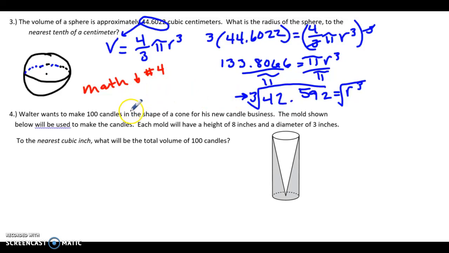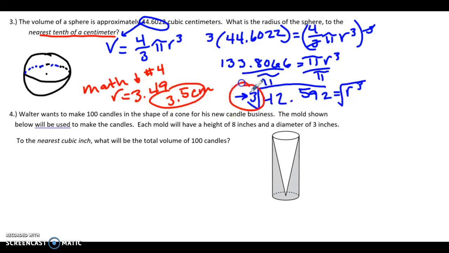And the cube root of 42.592 comes out to be 3.49 for your radius. And then I'm going to go back and see what I need to round to, the nearest tenth of a centimeter. So that's 3.5 centimeters. Okay, so the trick was finding that cube root button on your calculator, and it's under the math menu.